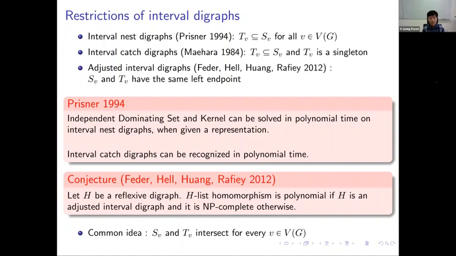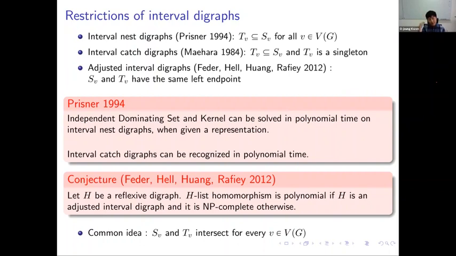Also, in another context, Feder, Hell, Huang, and Rafiey in 2012 defined adjusted interval digraphs, which require that the source set and terminal set have the same left endpoint. So we read the real line from left to right, and they have the same left endpoint.